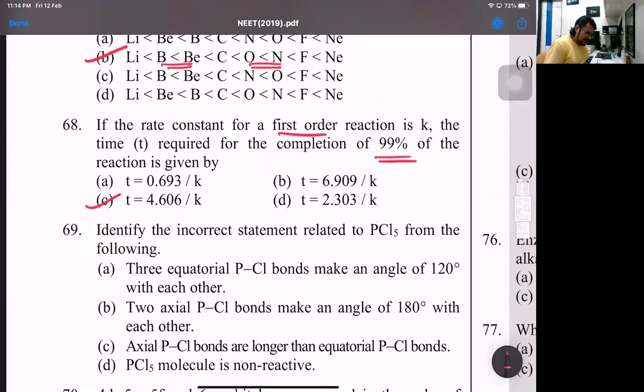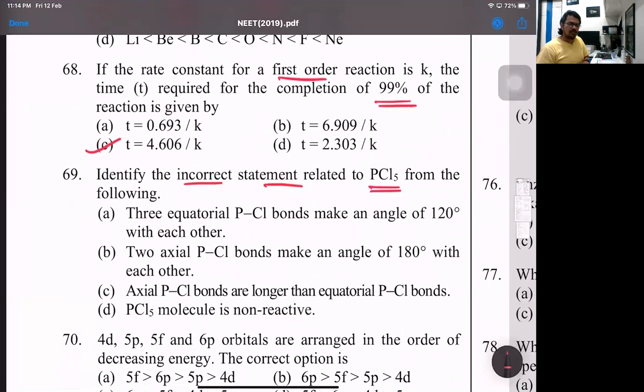Then 69th one, identify the incorrect statement regarding PCl5. PCl5 is nothing but trigonal bipyramidal. 3 equatorial bonds make an angle of 120 degrees with each other. Yes, this part is correct. That's true over there. The 2 axial PCl bonds make an angle of 180 degrees with each other. This is also true.